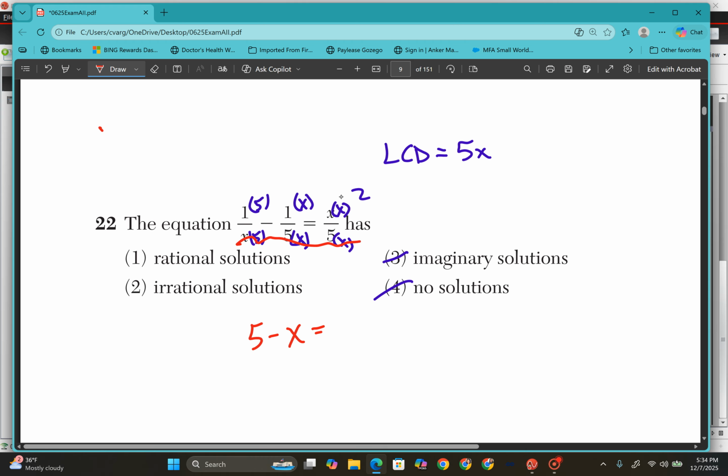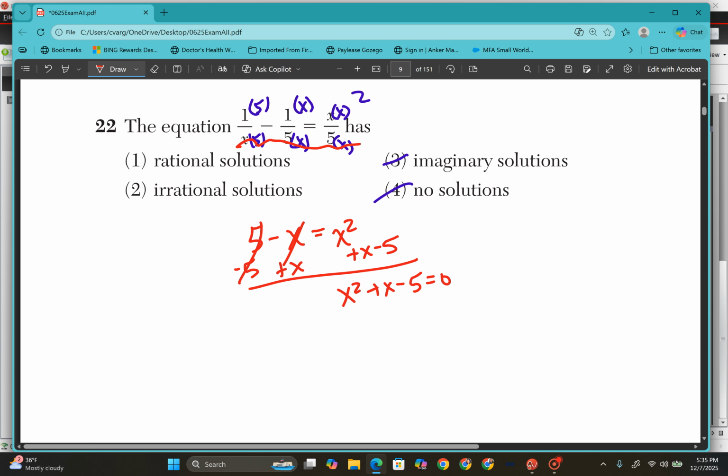x squared. Cool. So how do I set this? I have to set this equal to 0. So I'm going to add x and subtract 5. Add x and subtract 5. So this cancels out, and I'm left with x squared plus x minus 5 equals 0. When I look at this, I can see that there are no two numbers that add to give you 1 and multiply to give you negative 5.